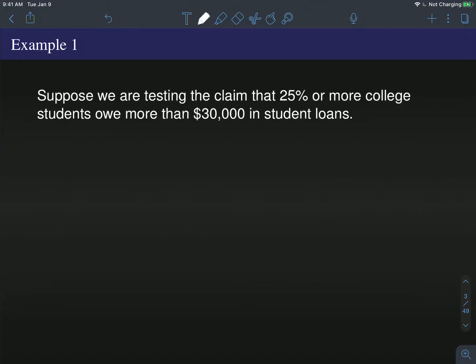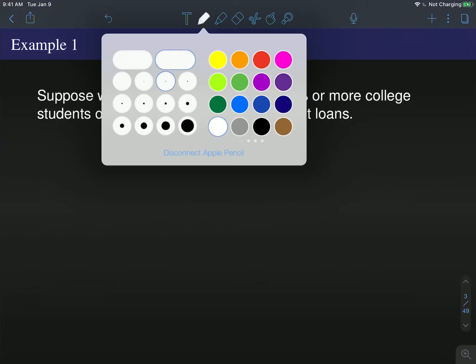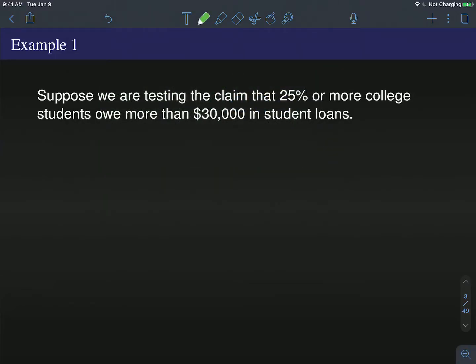Okay, let's consider our first example here. So here we're testing a claim that 25% or more college students owe more than $30,000 in student loan debt. Okay? So just to make the language of this simpler, let's just say 25% or more students have lots of debt.